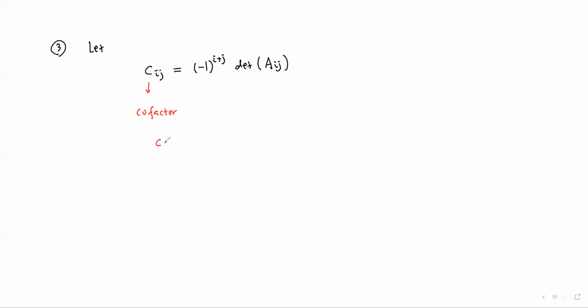We call it Cij. Give a name: the ij cofactor of matrix A, the original matrix. Just a name. Call this number the ij cofactor of matrix A. Okay, this is the second topic.